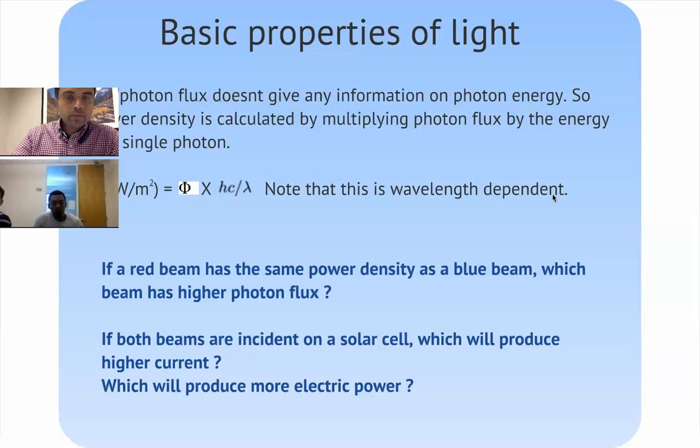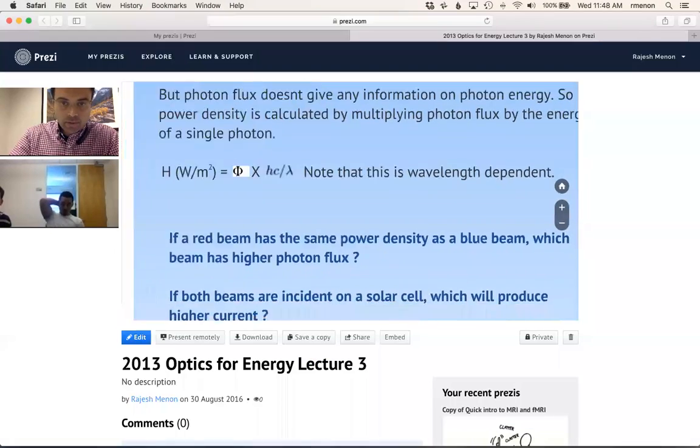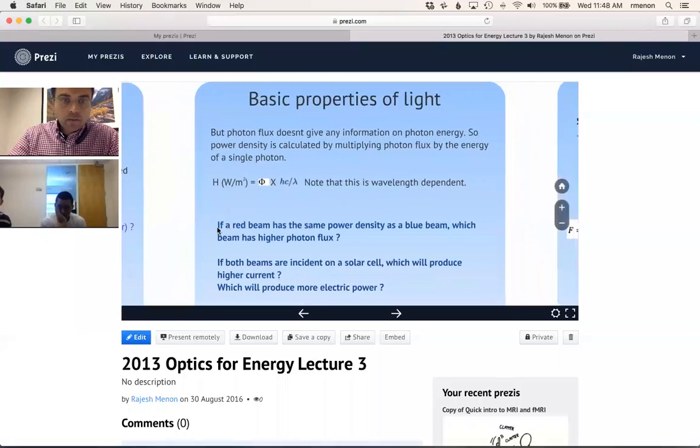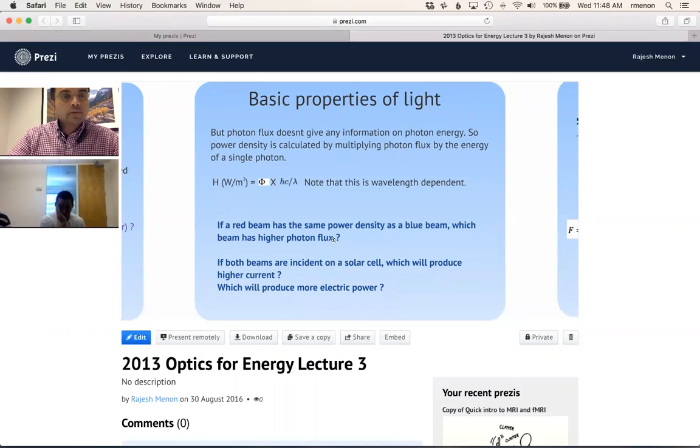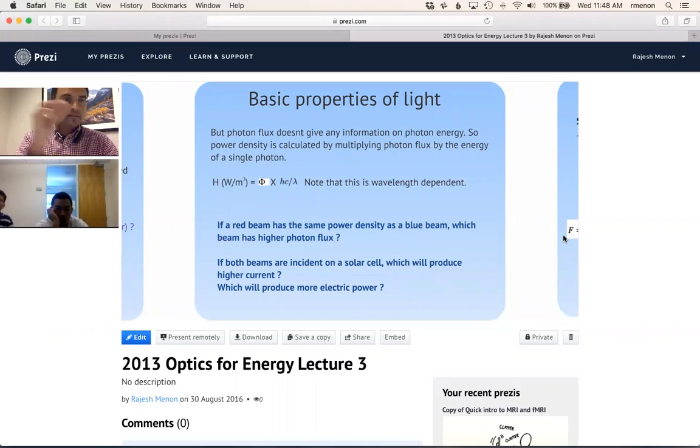Okay, now let's do a few more example problems to clarify this point. If a red beam has the same power density as a blue beam, which beam has a higher photon flux? I want you to think about this for a couple of minutes. And again, in this class, it's quite important that you have some intuitive feel for what these things mean. Okay? And you can discuss.